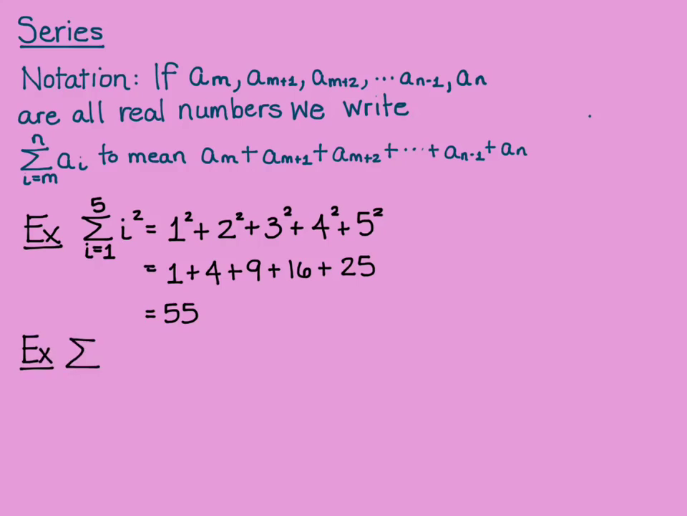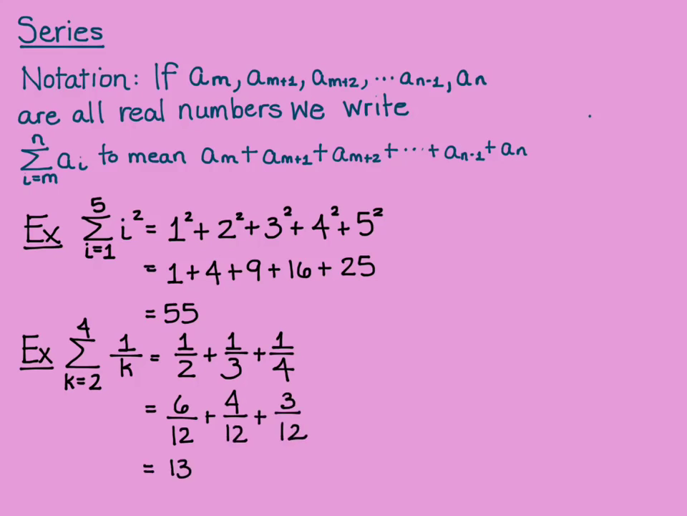Let's look at another example. The sum as k goes from 2 to 4 of 1 over k. In this example, k starts at 2, and it keeps increasing each time by 1 until we get to 4. So we get 1 over 2 plus 1 over 3 plus 1 over 4, and then we stop. To simplify this, we'll have to find a common denominator and then add the fractions to get 13 over 12.